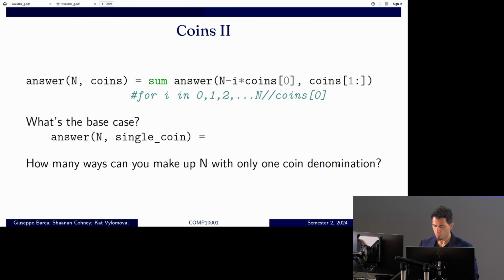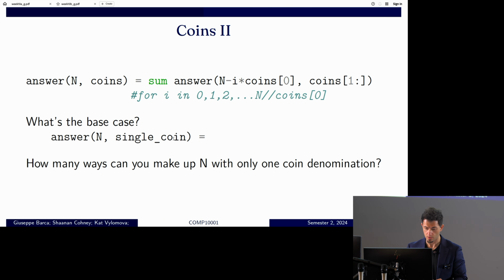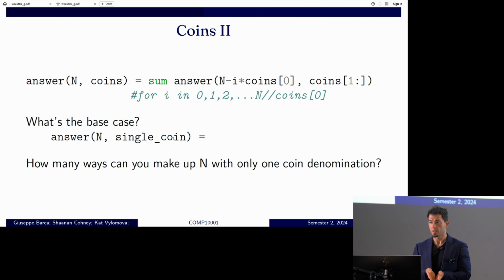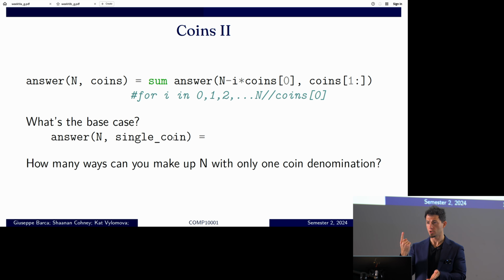Okay, so what's the solution here? Well, what we haven't defined here is the base case, right? That's the only thing that we are left with. So what's the base case? Well, the base case is when I am left only with one denomination. And with one denomination, I know that that is a valid combination only if that denomination fits an integer number of times into n.